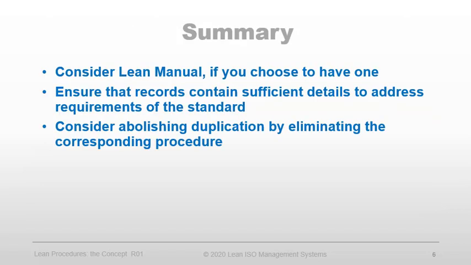To summarize, use a Lean manual if you choose to have one. Ensure that appropriate records contain sufficient details to address the requirements of the company and the standard. Consider eliminating the corresponding procedure. By now we met the objectives we set in the beginning. This is a step-by-step process to eliminate clutter in process flows.